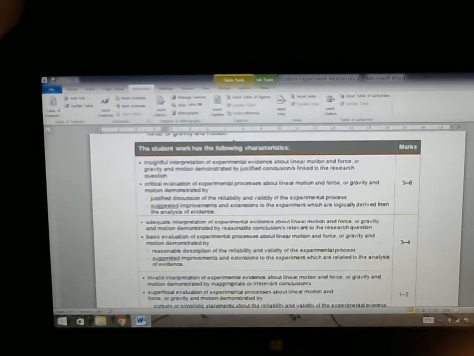Next one there, critical evaluation of processes about the topic, demonstrated by justified discussion of the reliability and validity of the experimental process. So justified, again, meaning you're giving reasons, but reliability is an important word. Reliability means that if you do the experiment and you give me your method and then I go do the experiment with the same gear and the same setup, will I get results that are pretty similar to yours? Not exact, because obviously there's a little bit of error involved, but if you do something where you get 5 values that equal 5 and then the next one equals 10, well, then there's something there that's a little bit weird in terms of reliability.